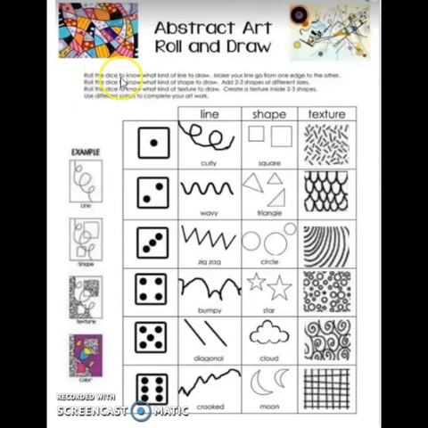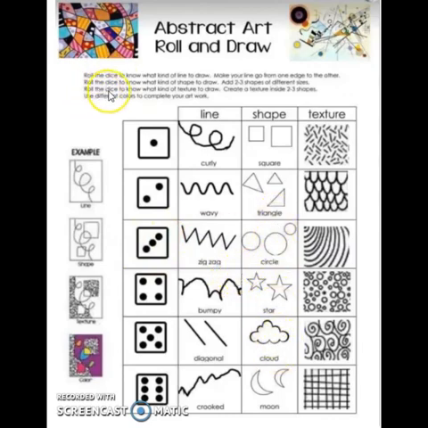So, we're going to roll the dice to know what kind of line to draw. And we're going to make sure that our line goes from one edge of the paper to the other. And then next we're going to roll to know what kind of shape to draw. And then we're going to add 2 to 3 shapes of different sizes. So in other words, if we roll the dice and we get a 1, we need to draw squares. If we get a 3, we have to draw circles, and so on.